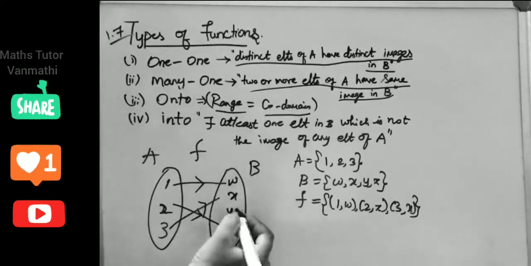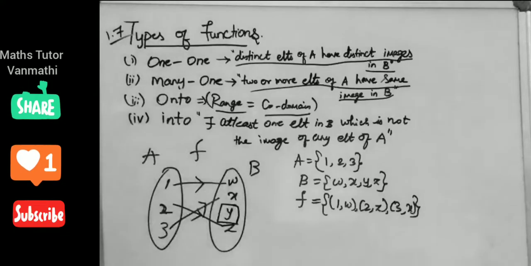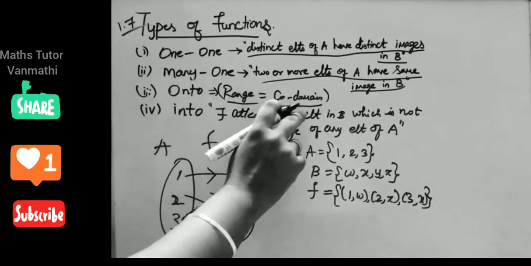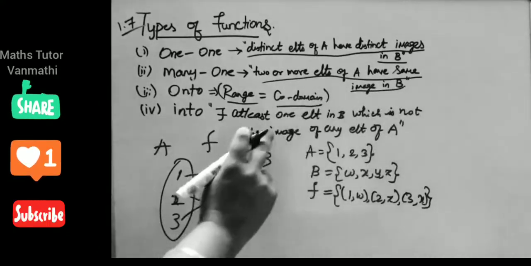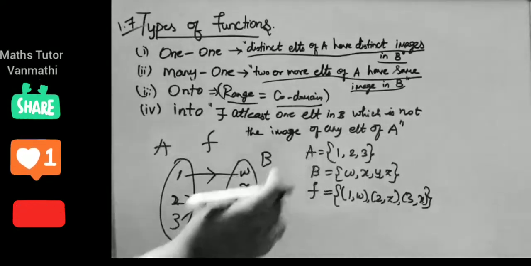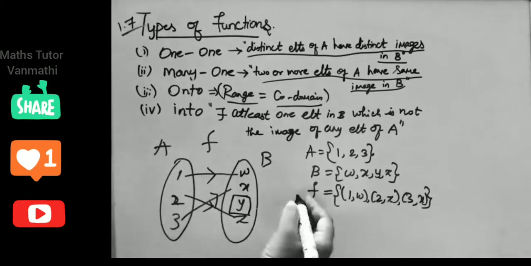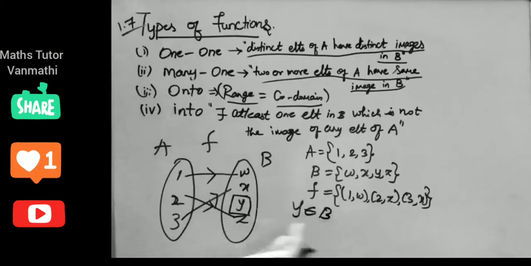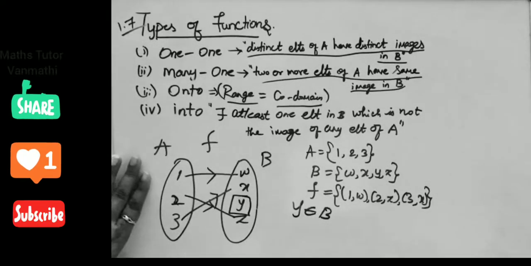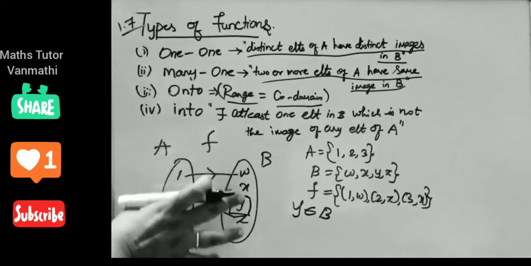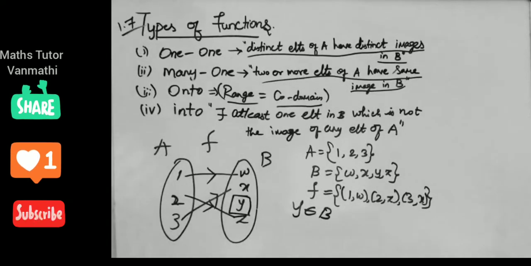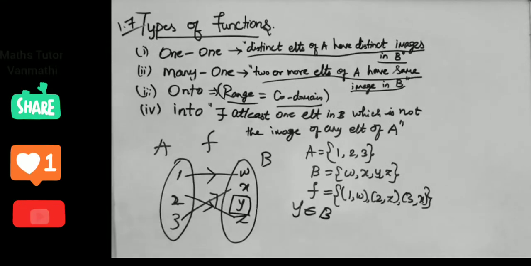Here y is an element in B which is not the image of any element in A. That is, y belongs to B but is not the image of any element in A. From this arrow diagram we can easily say that this function is an into function. Next we can move on to the bijection.